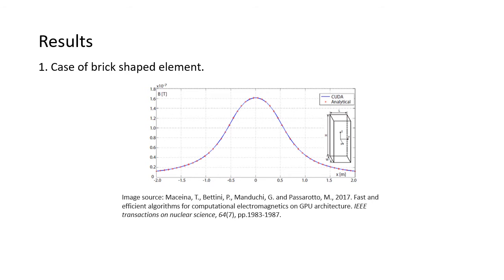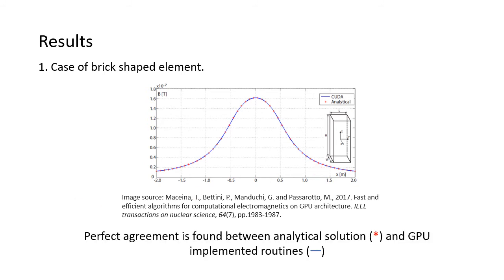Considering the results for the case of the brick-shaped element, the analytical solutions and GPU-related solutions were plotted on the same graph. The x-axis denotes the x-coordinate and the y-axis shows the magnetic flux density. The red colored stars denote the analytical solution, while the blue colored solid lines show the values obtained using GPU routines. In this case, the researchers were able to find a perfect agreement between the analytical and GPU methods.